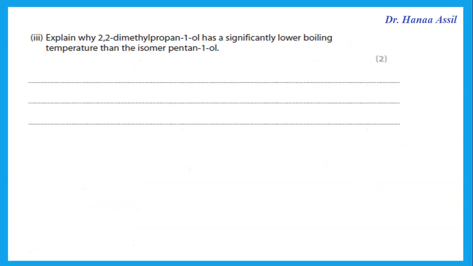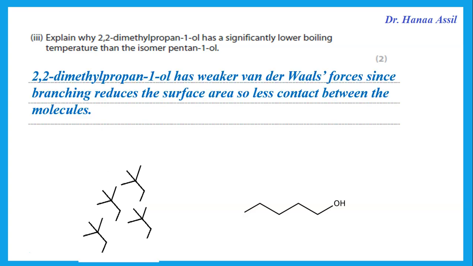Explain why 2,2-dimethyl propane 1-ol has a significantly lower boiling temperature than pentane 1-ol. Now, what's the difference between 2,2-dimethyl propane 1-ol and pentane 1-ol is that the pentane is a straight chain, while the 2,2-dimethyl propane 1-ol has the same number of carbons, but it is branched, and we said the branched has lower. Now, why does it have lower boiling temperature?